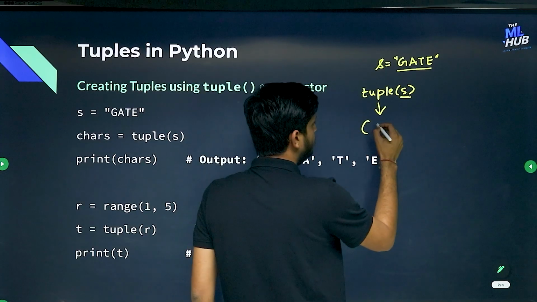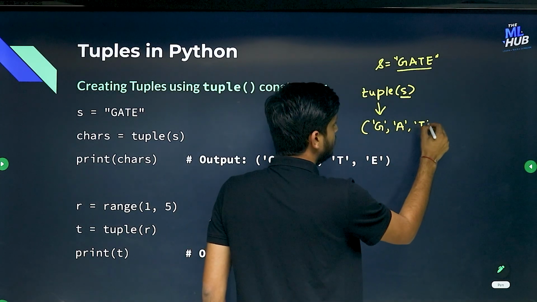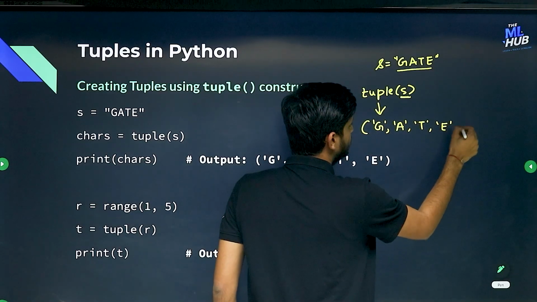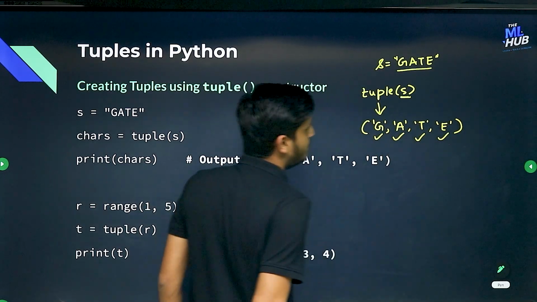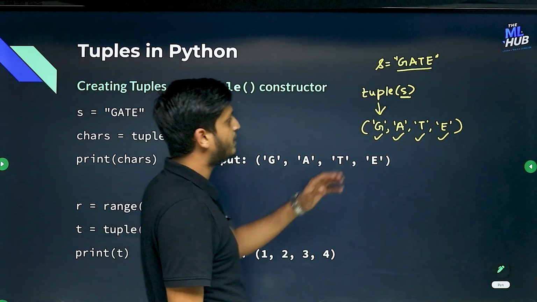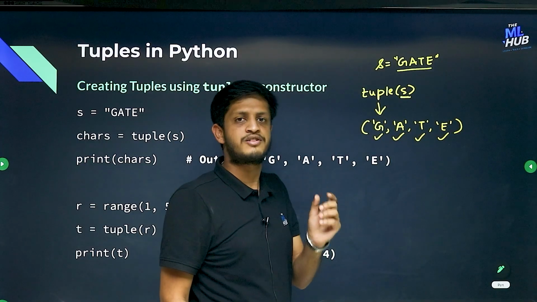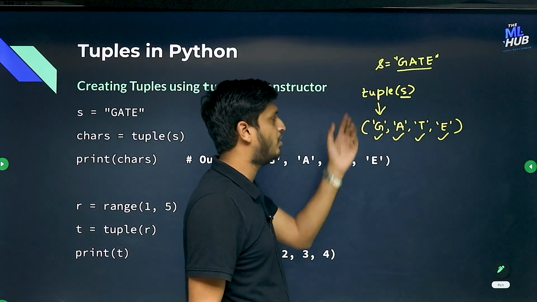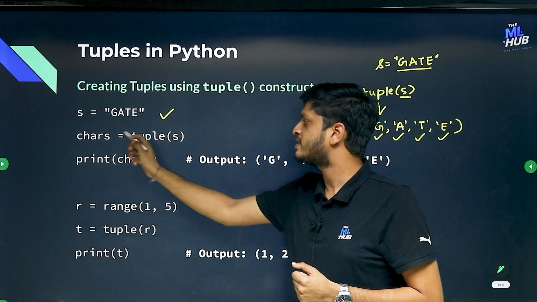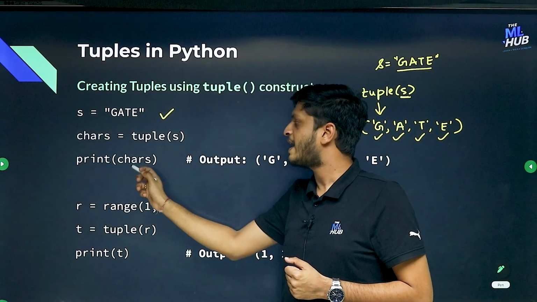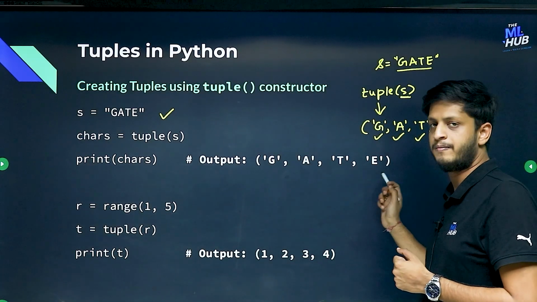So here we will be creating a tuple containing the string G, then the string A, then the string T and the string E. So it will have 4 elements. First element is G, second is A, third is T and fourth is E. So this is how you can create tuples. And the same was true for list as well. List also had a constructor called list. Tuple also has a constructor called tuple. So string is an iterable, you can use this, and if you're assigning it to the variable chars, chars will be a tuple now, and when you print chars, the output will be the tuple containing values GATE.